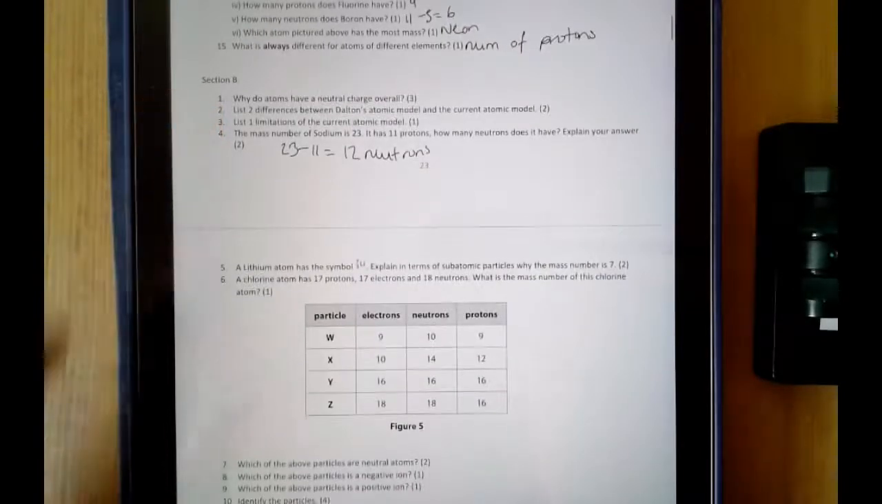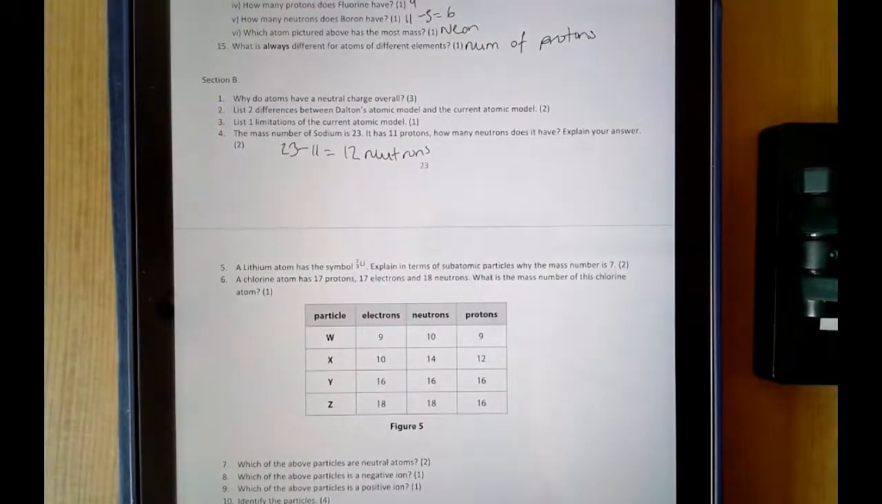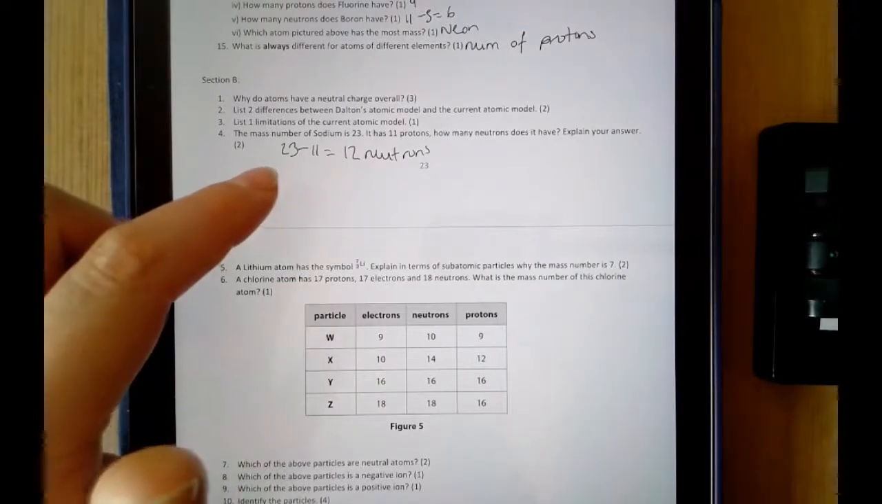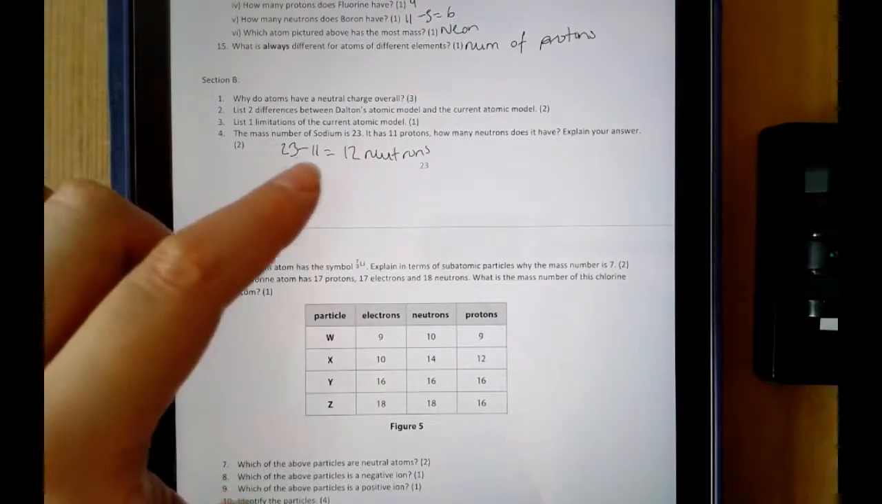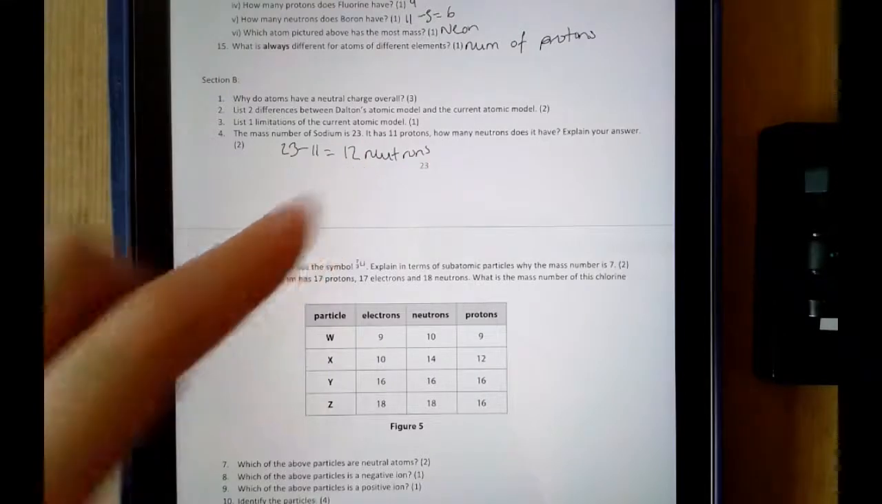4, the mass number is 23. How many neutrons does it have if it's got 11 protons? To explain, just show the calculation. 23 minus 11 is 12 neutrons.